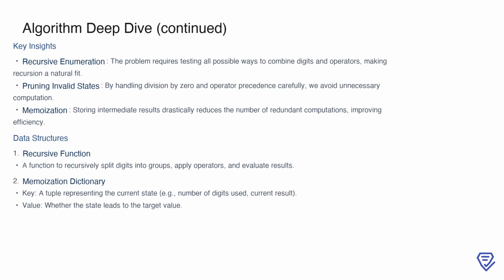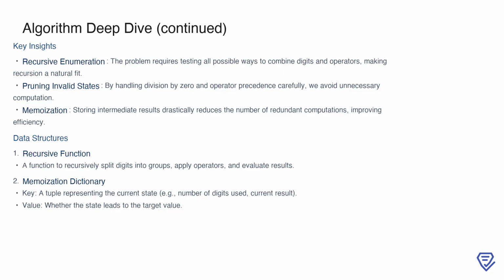The key insights here make the recursive approach more efficient and robust. Recursive enumeration is central to the solution, as it systematically explores all possible ways to combine the digits and operators. However, pruning invalid states is equally important. By carefully handling edge cases like division by 0 and ensuring correct operator precedence, we save time and avoid unnecessary computation. Memoization is the third foundational insight.